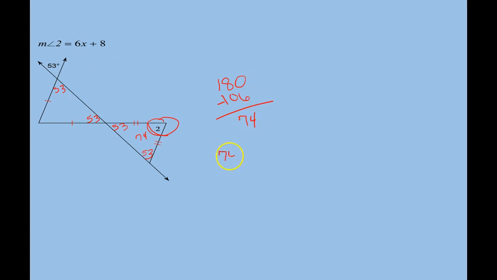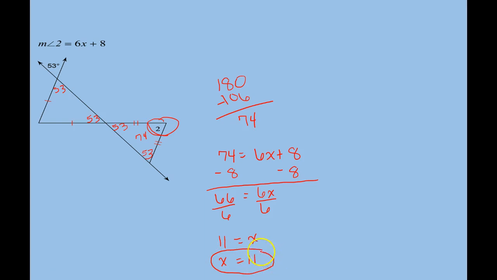So 74 equals, it says up here, 6x plus 8. I'm going to subtract 8 from both sides so I can leave my variable positive. What's 74 minus 8? Very good. I divide both sides by 6, and x equals 11. What property am I using when I write 11 equals x and then x equals 11? Symmetric. Very good. Any questions?